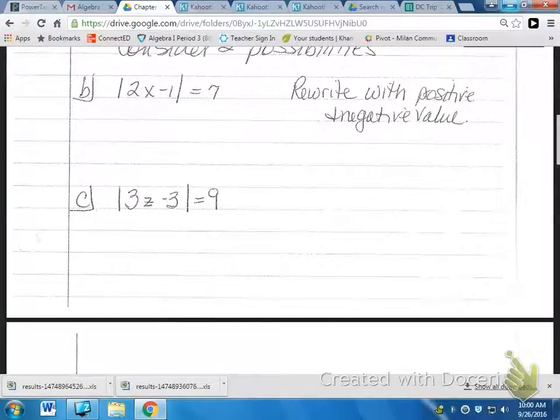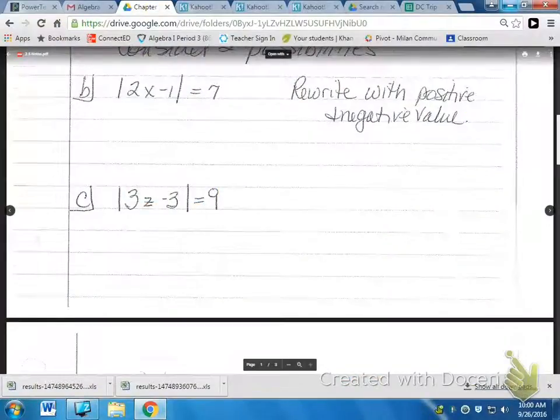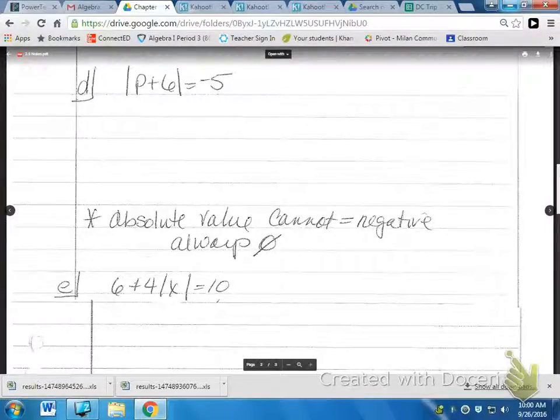Okay, let's look at example D. Absolute value of p plus 6 equals negative 5. Okay, now here's the problem with this. Absolute value equals negative 5. What that is saying is that the distance this is from 0 is negative 5. Is anybody thinking anything weird about that? You can't have a negative distance. So, absolute value cannot equal a negative to begin with. So this answer would be empty set.